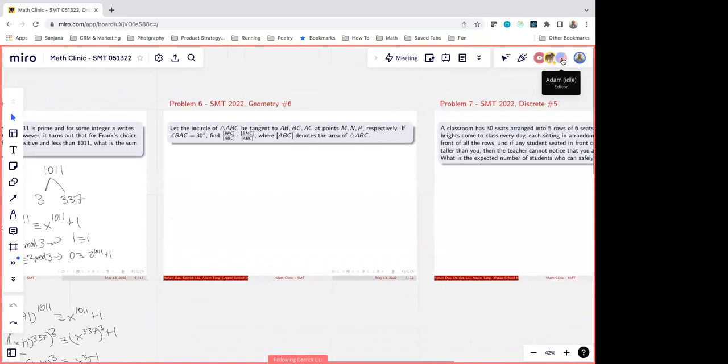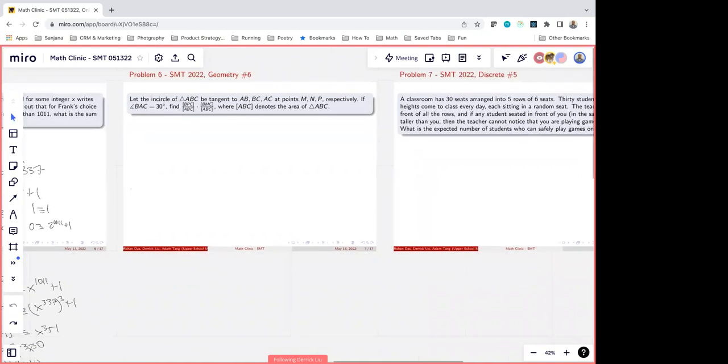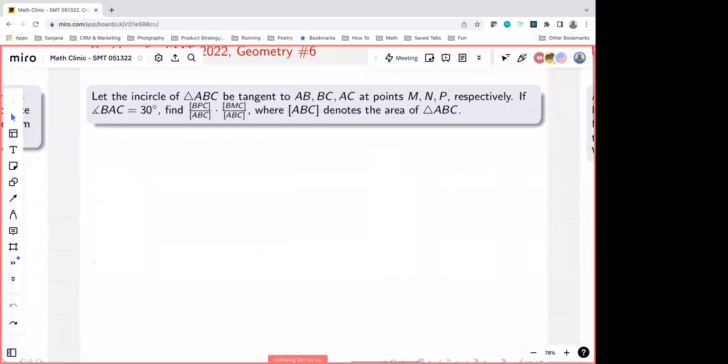Okay, so now we'll do geometry number 6 from the SMT competition. We are given the incircle of some triangle with directed angle BAC equal to 30 degrees, and we are asked to find the ratio of some areas. So we can start by drawing a general diagram for this. Because we don't know what angle ABC or angle ACB are, we would just not consider them. And this gives us a hint that we don't need to really consider what the angles of the other two are, and that this expression right here will cancel out nicely regardless of the angles.